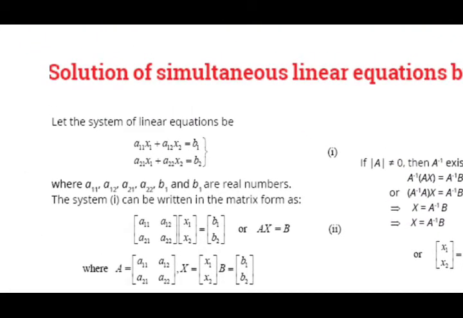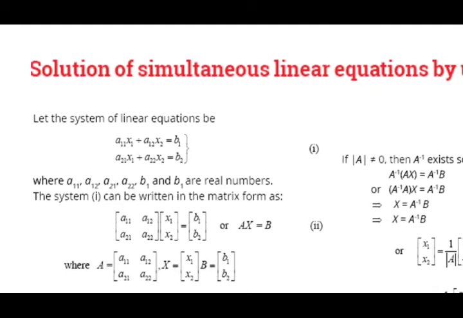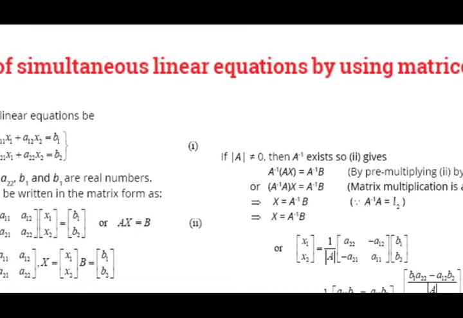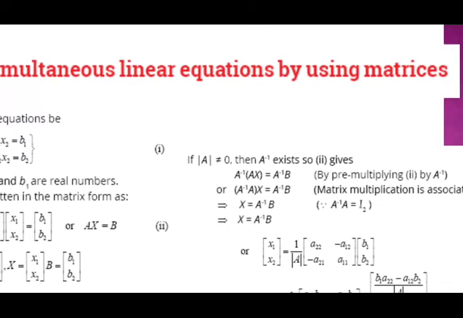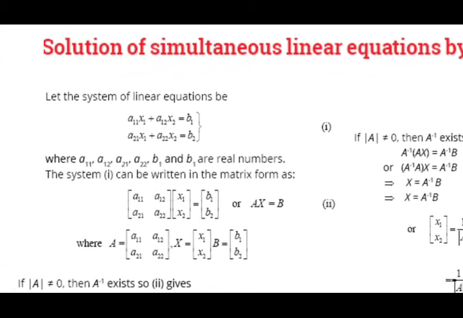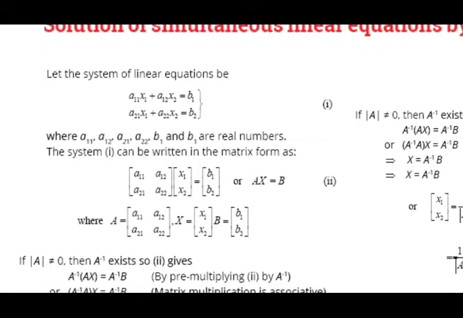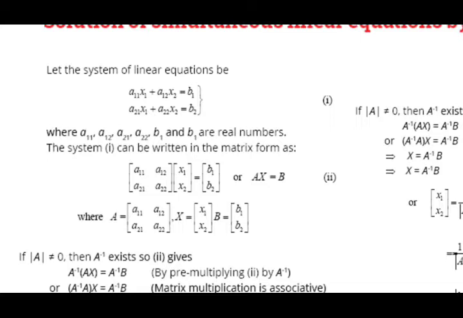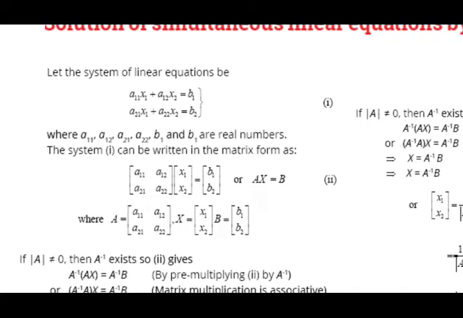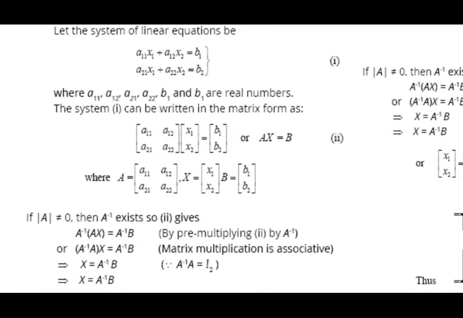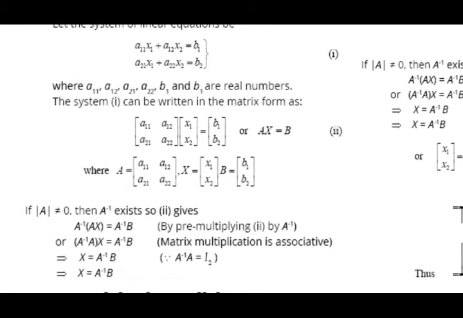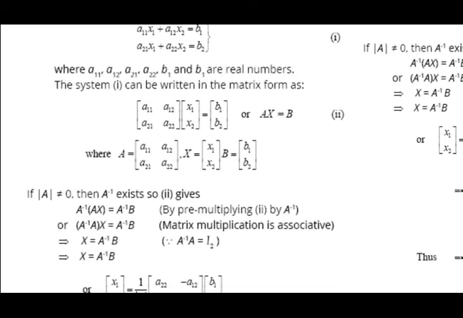Now, the solution of simultaneous linear equations by using matrices. We have two linear equations. Then we write these equations in matrix form. In the first matrix, we write their coefficients. In the second, their variables, and after the equal sign, we write the constant values, and we name them AX is equal to B. The first matrix is equal to A, the second matrix is equal to X, and after the equal sign, we denote it by B.